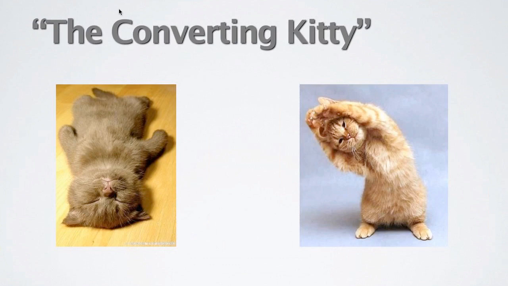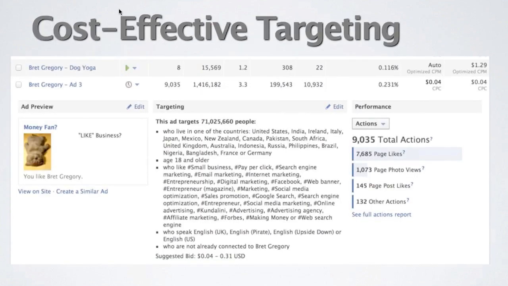So here you can see we have 2 cats, and we put both of these cats into an ad. We put them into the exact same ad. Now this is an ad for the Brett Gregory Facebook page, and it says money fan, like business. So what does my Facebook page have to do with a kitty doing Shavasana? Well, absolutely nothing. But it works.